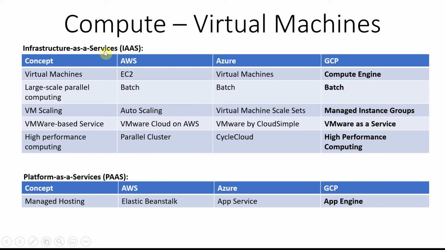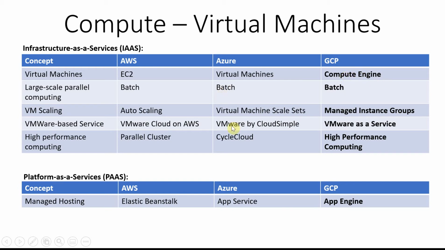Coming to the virtual machine, which is the infrastructure as a service category: virtual machines in AWS are called EC2, in Azure they are called Azure Virtual Machines, and in GCP they are called Compute Engine. I highlighted this on the GCP side because whenever they say Compute Engine, they are referring to the virtual machine there.